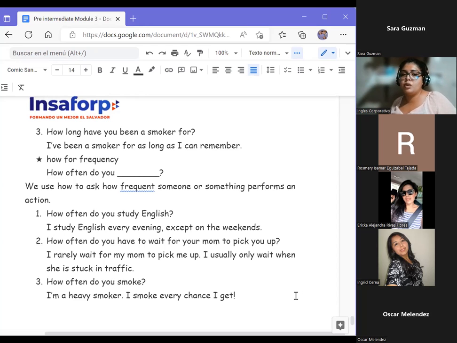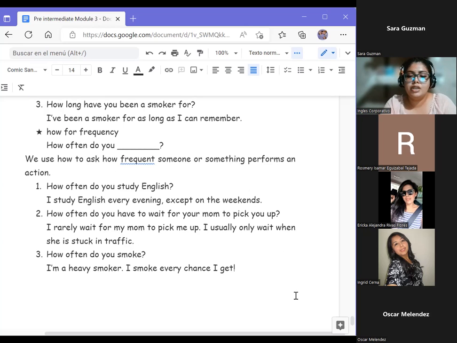Because in that case, if someone is asking how often do you smoke, we are not going to talk about meals or we are not going to talk about food. Because it's a specific question. It is not like someone is asking, what is your favorite food? Because in that case, we can add a lot of information about food. But in this case, it's something specific. How often do you smoke? Or how often do you have to wait for your mom to pick you up? Or how often do you study English? In this case, we need to answer with that specific word.